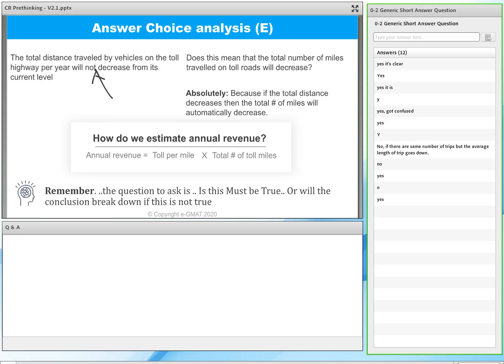Choice E talks about the total distance. The total distance traveled goes down, okay, then our revenue will go down, right? So which is why this is your must be true.